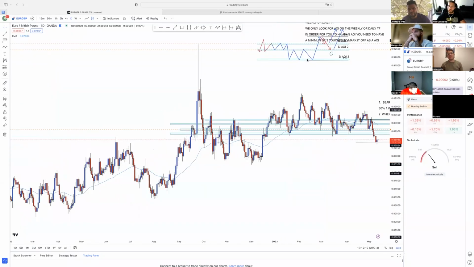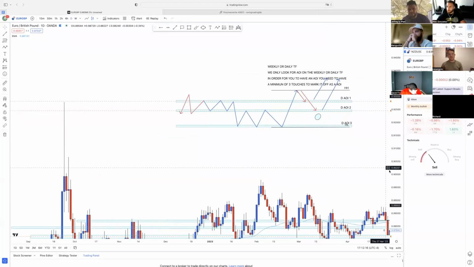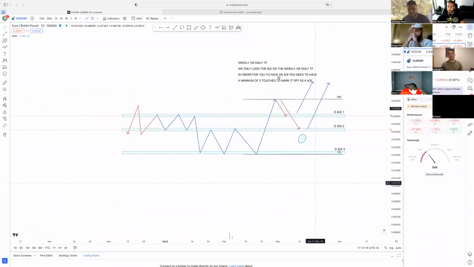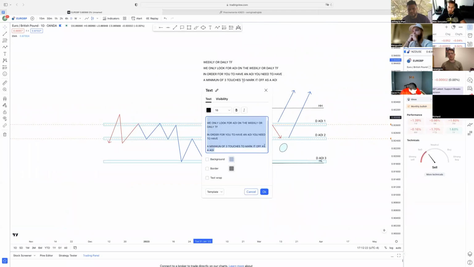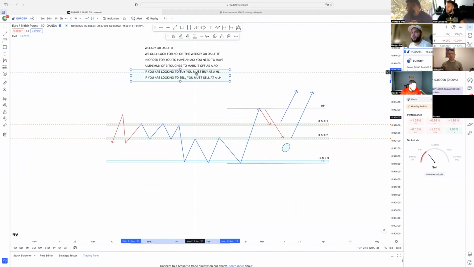Perfect, right? All right, so we're going to have a quick recap. After this, if you're looking for possible higher lows, of course, I guess I have to write this down. If you are looking to buy, you must buy at a higher low. This is very simple, and this is probably so overlooked. If you're looking to buy, you must buy at a higher low. If you're looking to sell, you sell at a lower high.